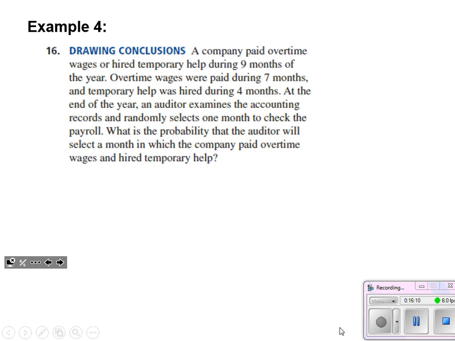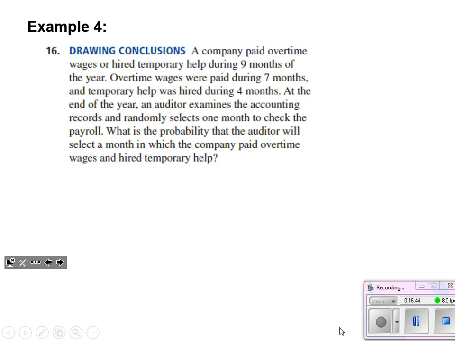All right, and example 4. I really like this because it brings some very basic algebra into this probability process. Company paid overtime wages or hired temporary help during 9 months of the year. Overtime wages were paid during 7 months, and temporary help was hired during 4 months. At the end of the year, an auditor examines the account records and randomly chooses 1 month to check the payroll. What is the probability that the auditor will select a month in which the company paid overtime wages and hired temporary help?